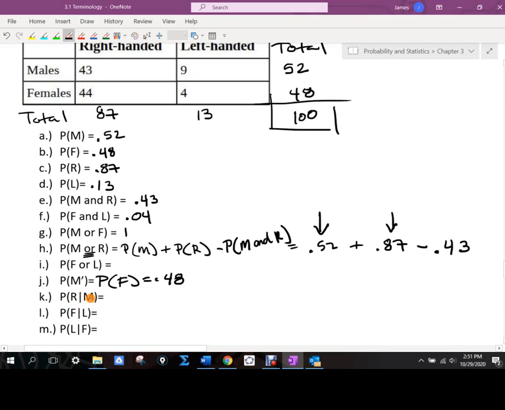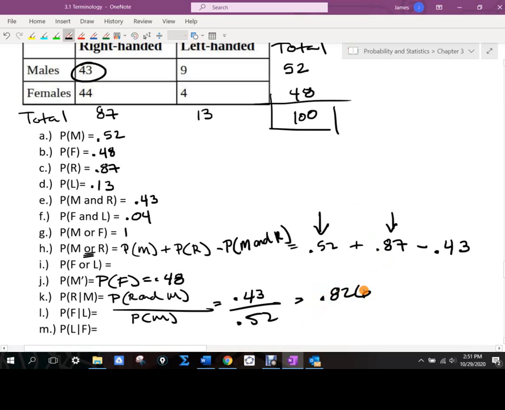So let's do right-handed given that they are a male. So probability of right-handed given they're a male. So that would be probability of right-handed and male divided by probability of male, right? So right-handed and a male. That'd be those people there, right? 0.43. And now probability of being a male, 0.52. Okay, let's divide that out. 0.43 divided by 0.52 gives us 0.826.